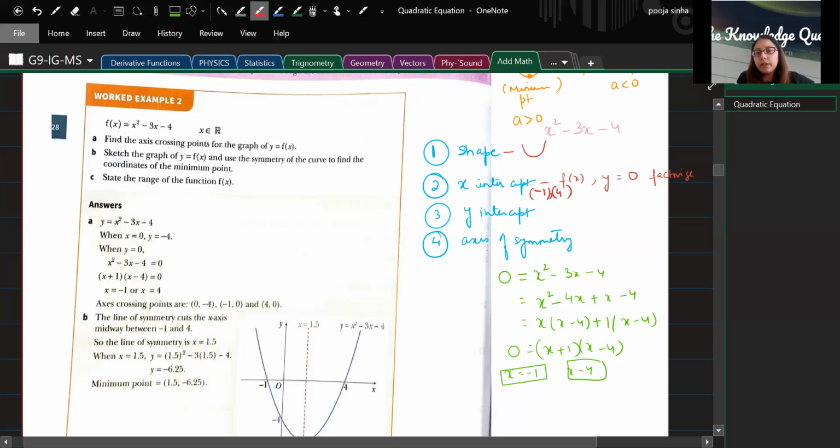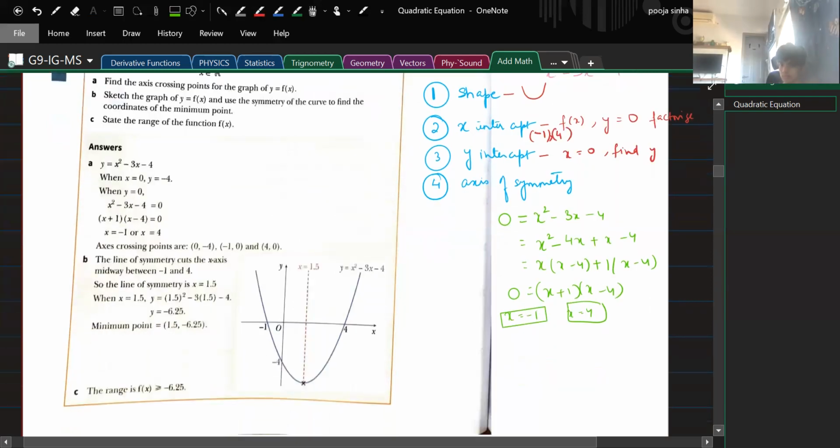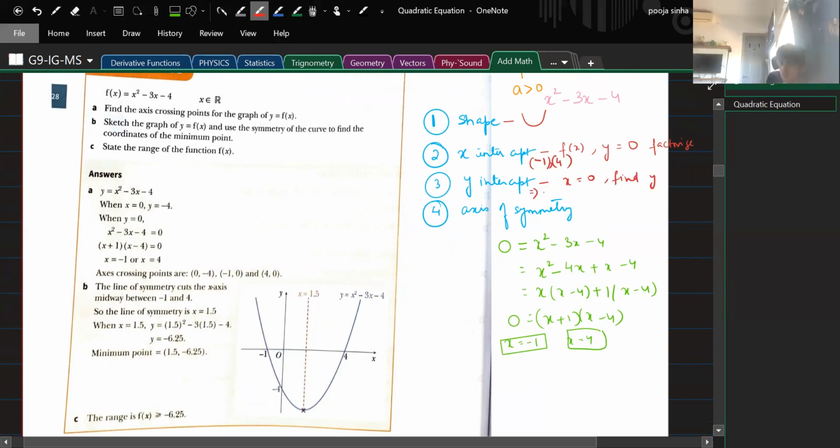अब आते हैं थर्ड स्टेप पे, that is you have to find the y-intercept. For finding y-intercept, you have to put x equals to 0, ठीक है? And find y. So ठीक है? -4. So which is always the constant. Yeah, -4. Always the constant. So in this case, it is equal to -4.